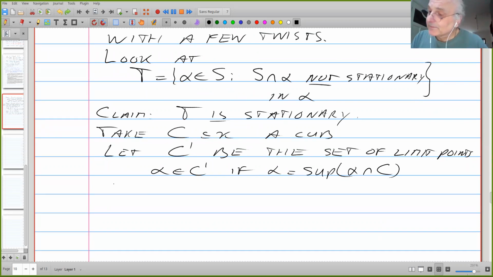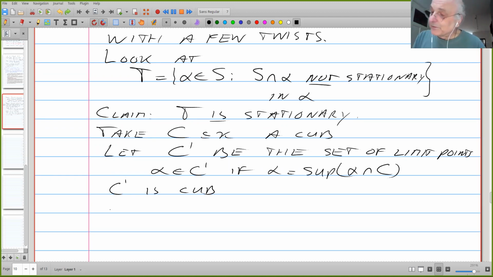C prime is closed unbounded. Again, if you know your topology, then yeah, of course it's closed. And is it unbounded? Yeah, because you can start at every point and you take an increasing omega sequence in C, and the supremum of that again belongs to C prime. So C prime really is closed and unbounded.